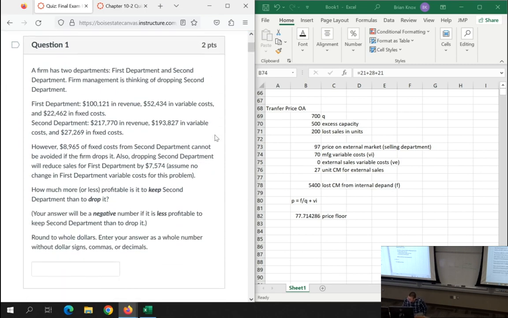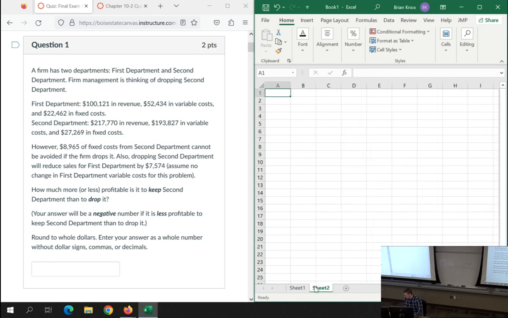Okay, so we have two departments, first and second. We might try to drop the second department. We have some revenues and some costs for each department. So let's put those in. This is a review quiz.